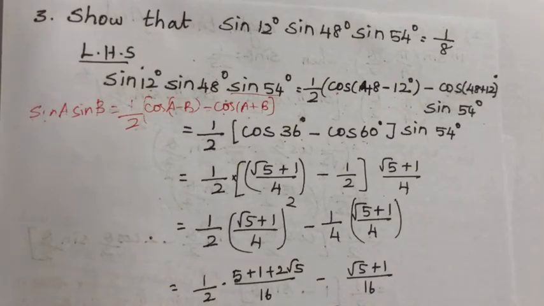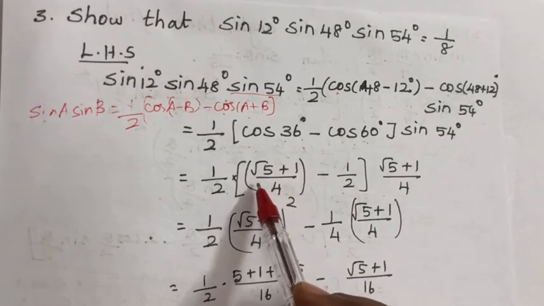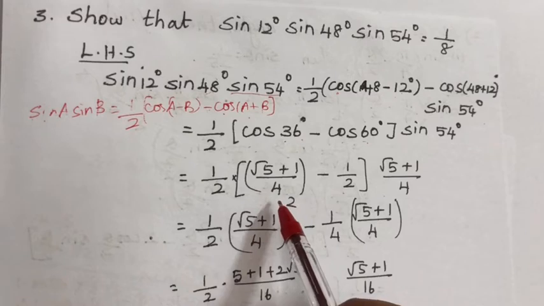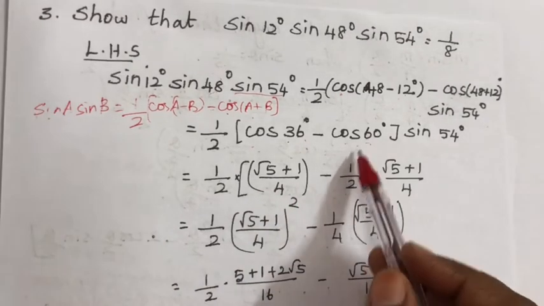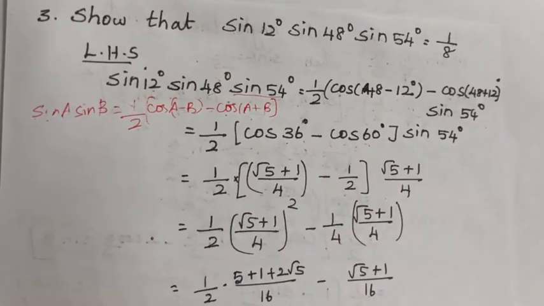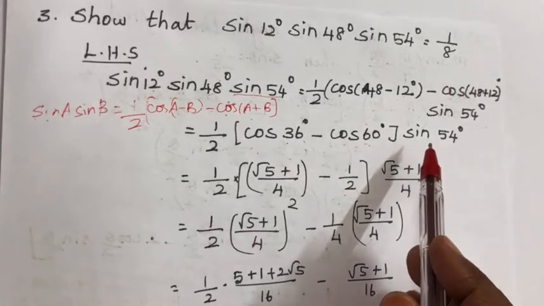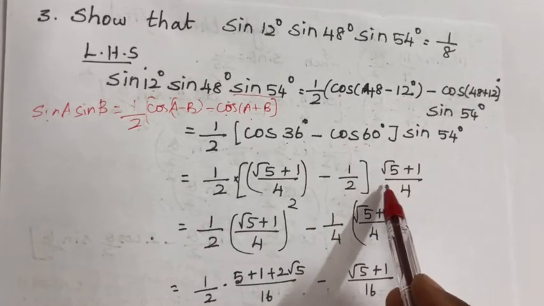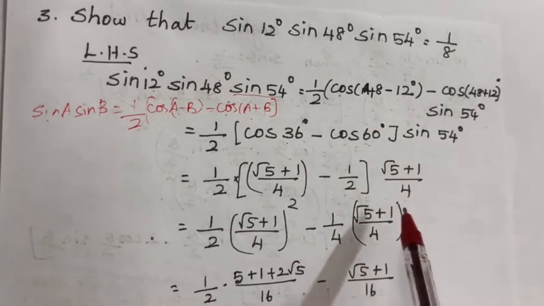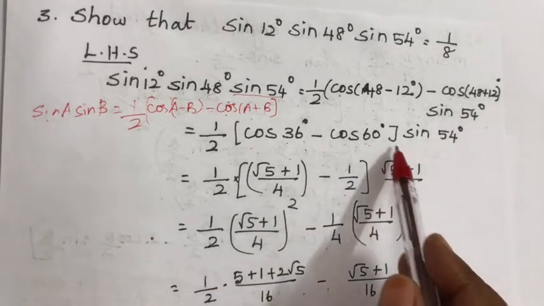Okay. What is the value of cos 36? It is root 5 plus 1 divided by 4. We have calculated it now. Minus 1 by 2, cos 60's value is 1 by 2, into, what is sin 54? That is root 5 plus 1 divided by 4. So, you can multiply this inside.